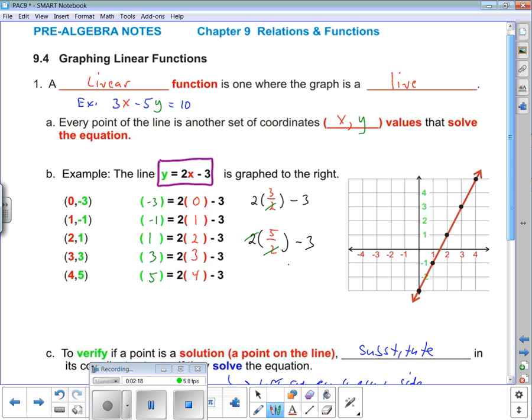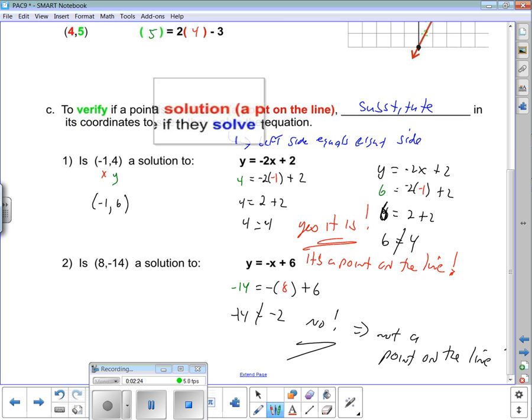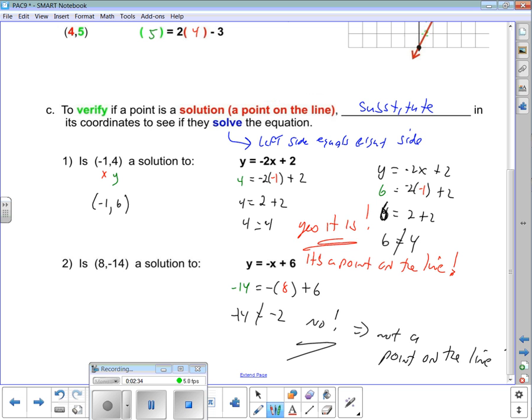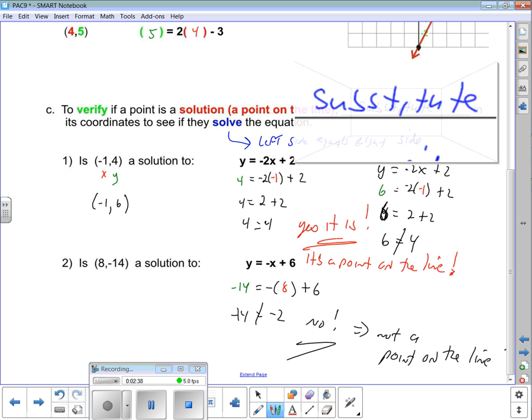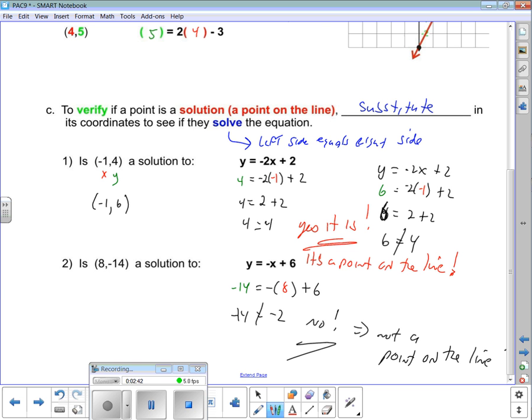What else did we talk about yesterday? We talked about verifying if a point is a solution, or figuring out if the point is on a line. It means the same thing. Is the point a solution, or is a point on the line? How do you do that? Substitute in the values, the coordinates. Sub in the x coordinate for x and the y coordinate for y.